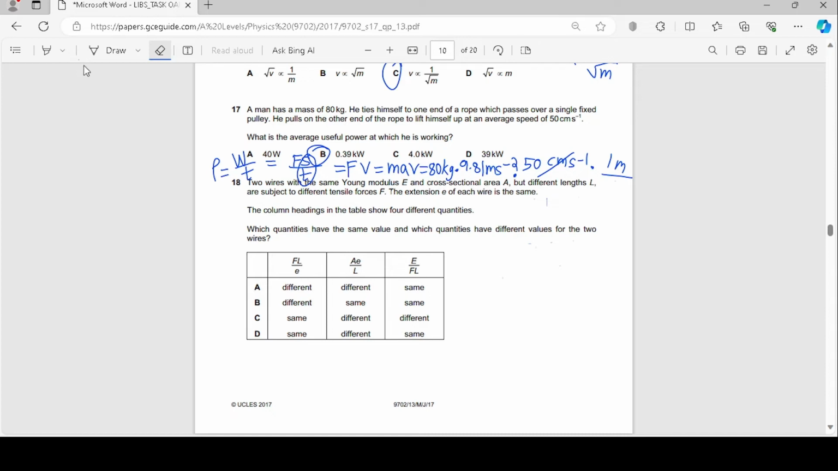All right, now two wires with the same Young modulus E and cross-sectional area A but different lengths L are subject to different tensile forces F. The extension E of each wire is the same. The column headings in the table show 4 different quantities. Which quantities have the same value and which quantities have different values for the two wires? Okay, so they are talking about the Young modulus.